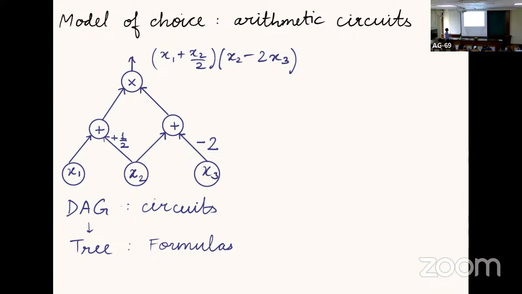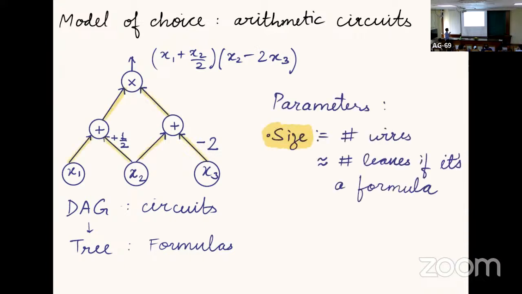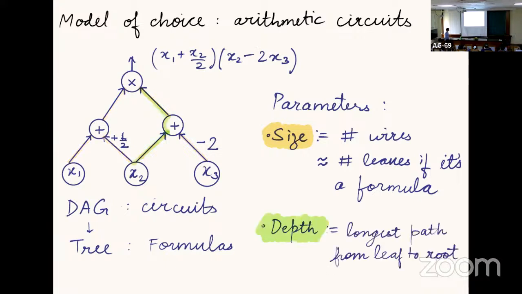The parameters of interest are going to be the size of the circuit or formula, which in general is, let's say, the number of wires. But if it's a tree, you might as well use the number of leaves as the size of the formula. Another important parameter for us will be the depth of the circuit, which is essentially the longest path from a leaf node to the root.